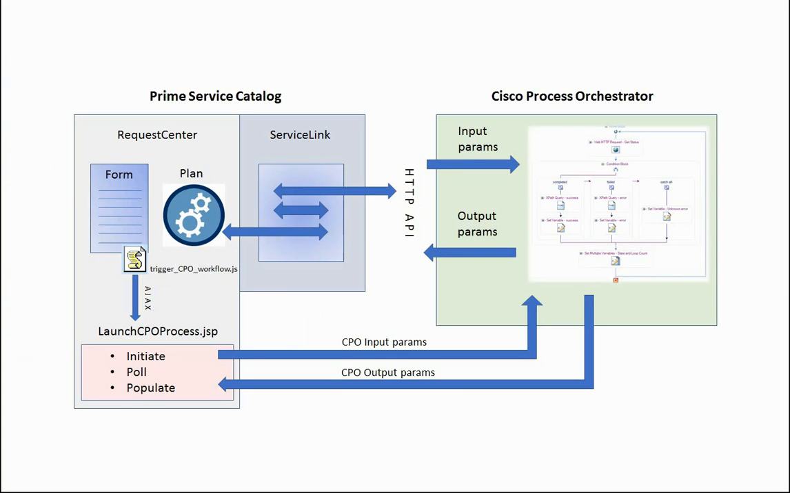The last component is the JSP proxy that facilitates the communication between the PSC form and the CPO API. This component does three things. First, it starts the process instance with the required input variables. Secondly, it will poll the API until the process is complete. Third, it returns output variables in the HTTP response body back onto the form. All this happens behind the scenes and requires no further setup once it is initially deployed.